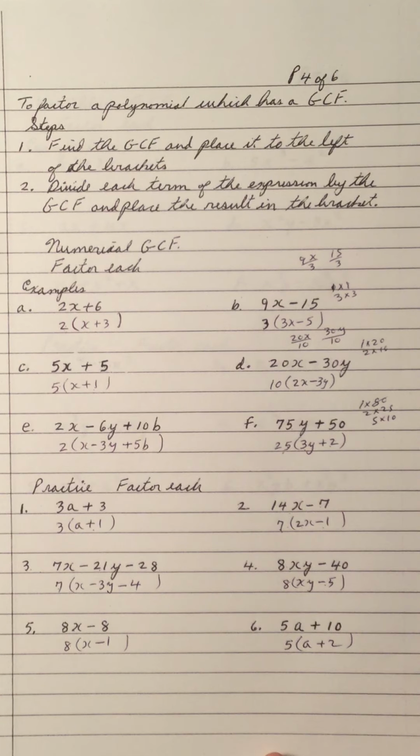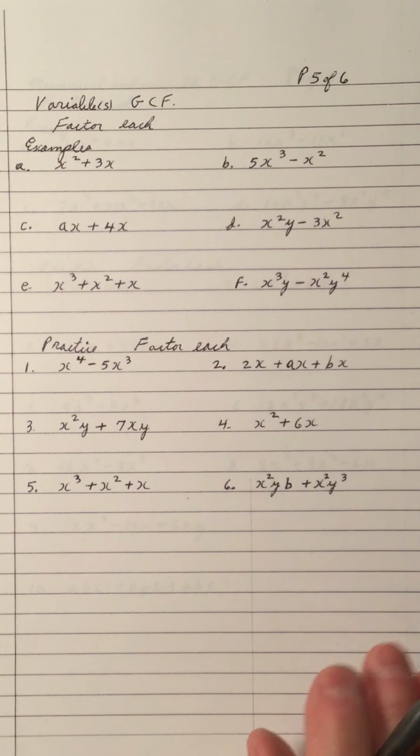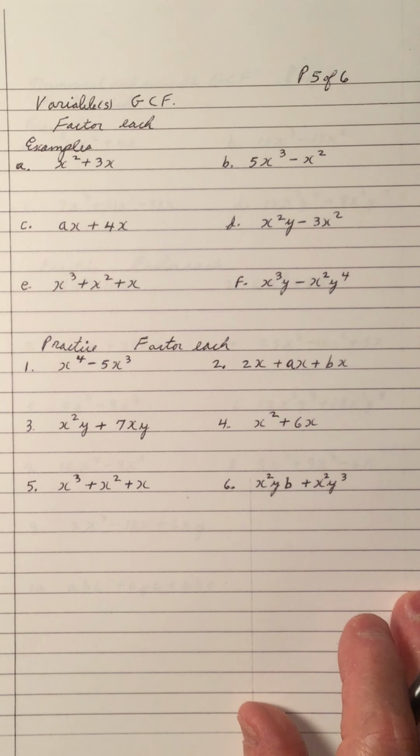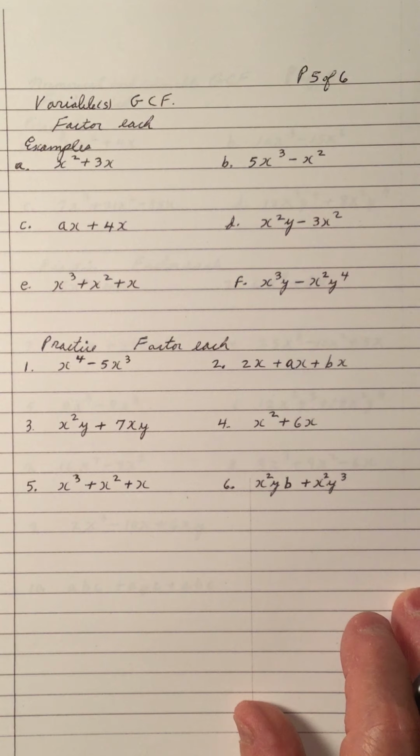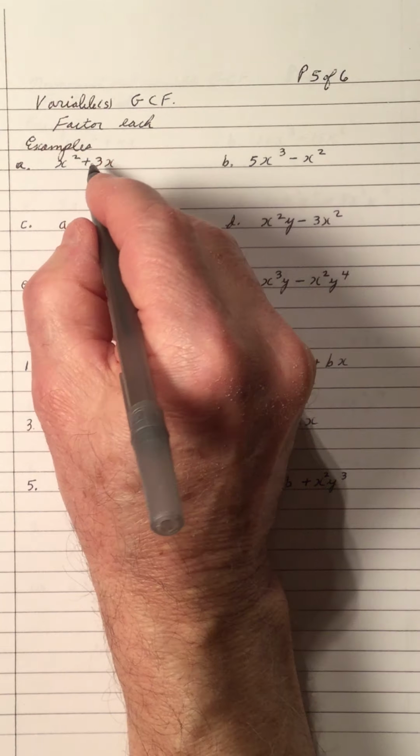And let's continue. We did the numerical GCF. Now let's find the variable GCF. Notice I'm doing the numerical, then I'm doing the variable, and I bet you the next page will have both of them, just so you can see everything that's happening. Let's factor these.